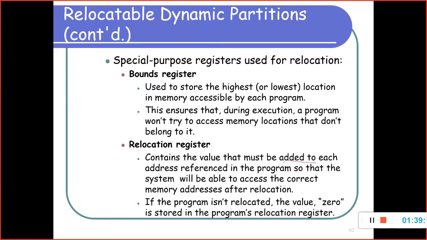That must be added to each address reference to get a new location address. If the program isn't relocated, the value 0 is stored in the program's relocation register. So if the program isn't relocated, meaning that it is not changed, the relocation register will have a value 0.